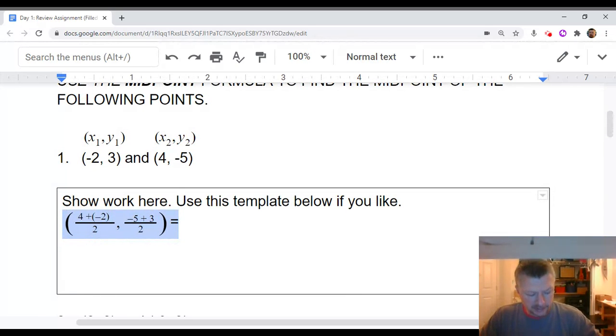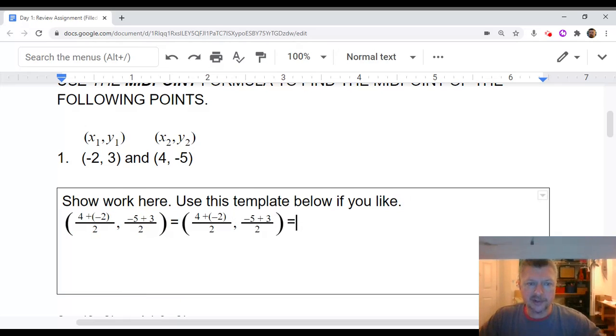So I'm going to copy this, Control C, Control V. All right, now I can just alter this. Okay, what's 4 plus negative 2? Well, that's the same as 4 minus 2. So 4 minus 2 is 2. All right. And what's negative 5 plus 3? Negative 5 plus 3 is negative 2.